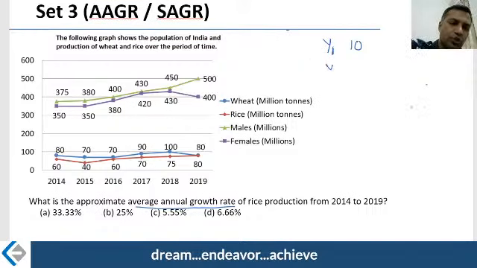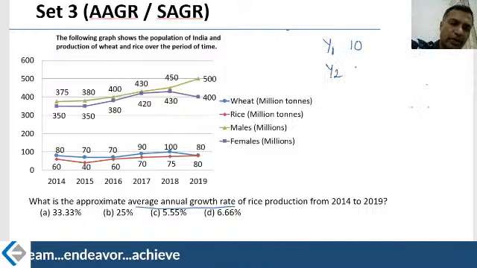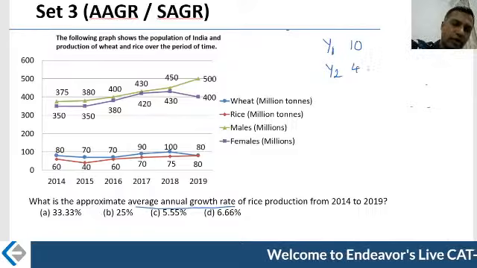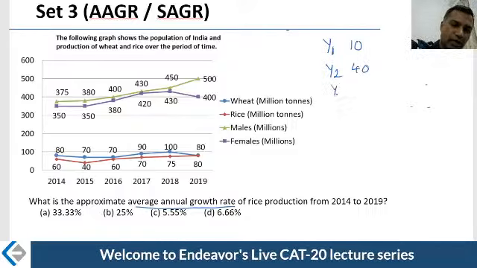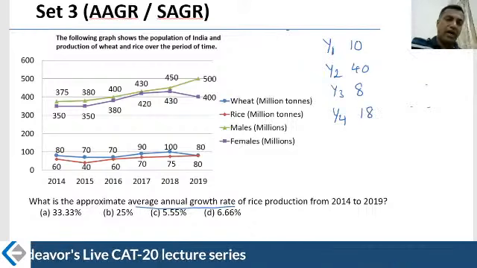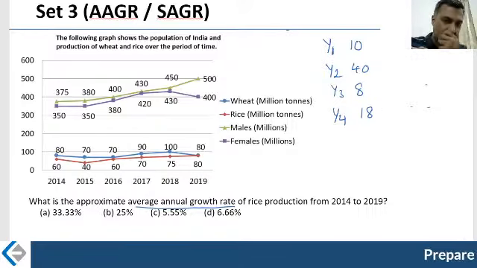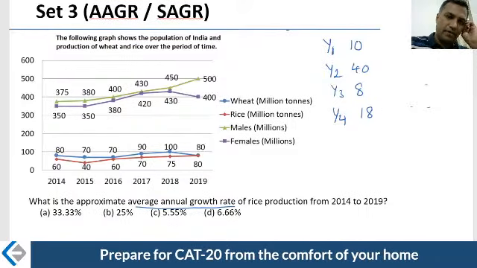Let's say in year 2 it went on to become 40 rupees. Year 3 it has become 8 rupees. Then year 4, now it has become 18 rupees. So if I ask you, what is the average annual growth rate in this case?